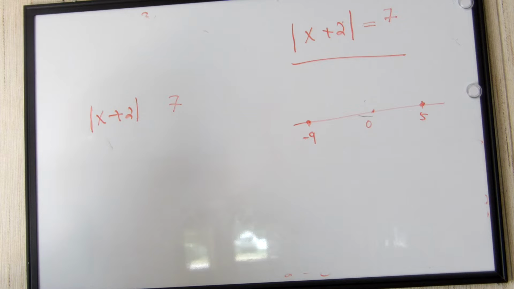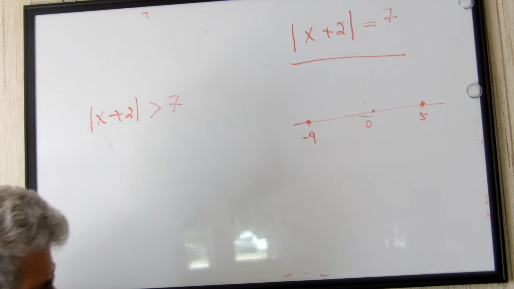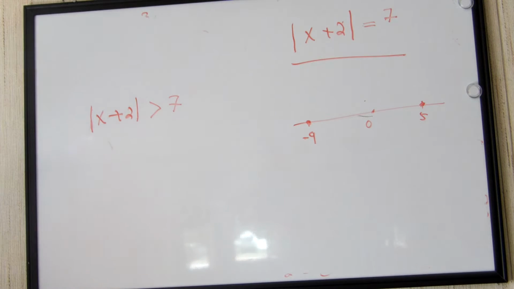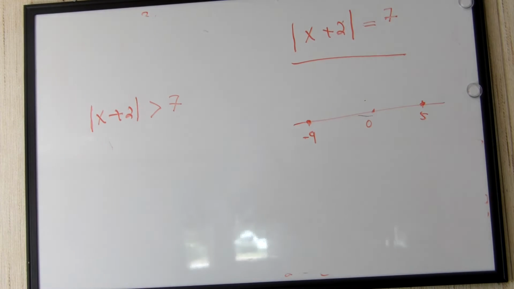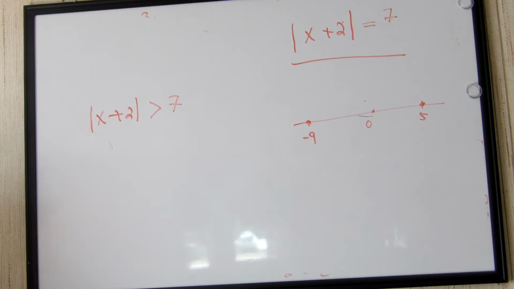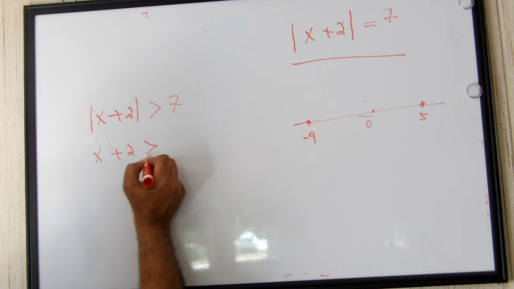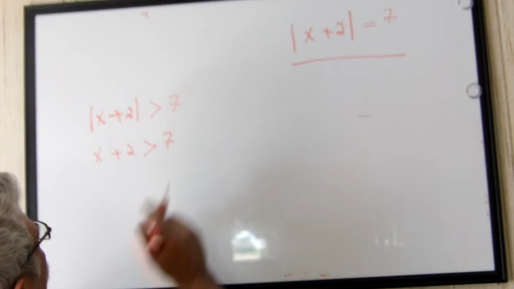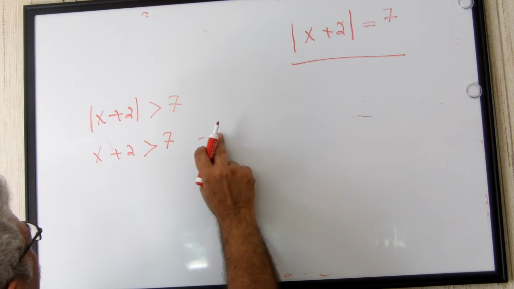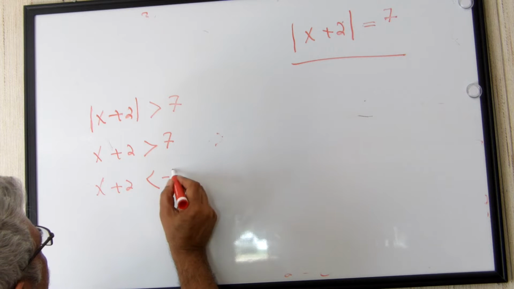How about if we have an inequality, greater than 7? When we have an inequality sign, what we do is we can say x plus 2 is greater than 7, and also x plus 2 is less than minus 7.